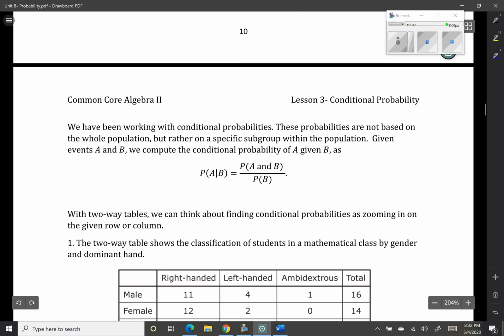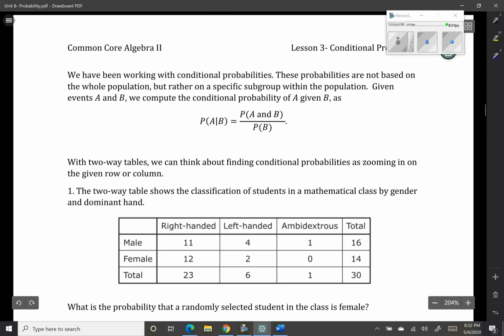So here's what we're looking at today. We just did something on the previous page. We found the probability of something happening, the probability of two things happening simultaneously, and then the probability of something happening given one of the other pieces happening. And all three of those probabilities are kind of linked together.